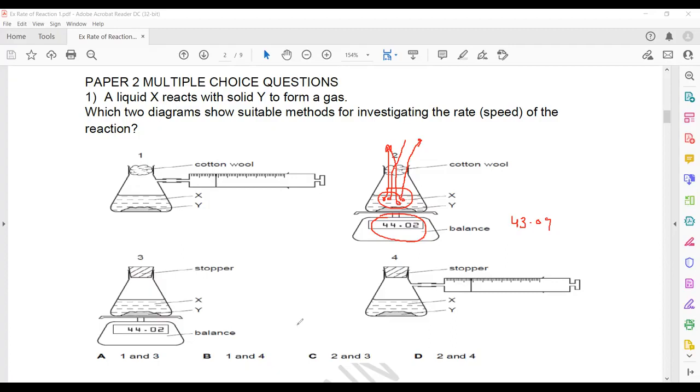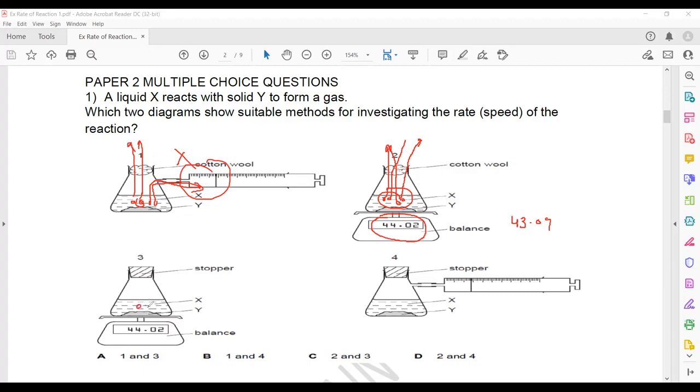Yes, sir, clear. But why is this not suitable? When the gas is given off, some of the gas particles will be collected in the gas syringe, but some of the particles will escape. So we don't know exactly what volume of the gas is given off. That's why it is not a suitable one.